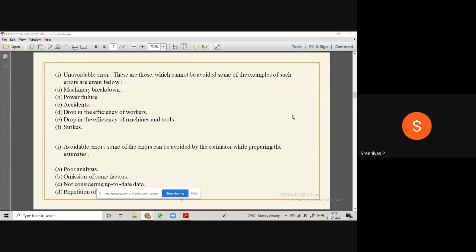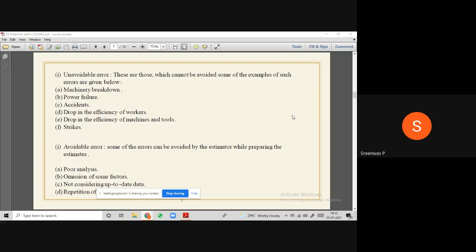Now coming to unavoidable errors. These are the errors which cannot be avoided. The name itself represents that unavoidable errors are errors which cannot be avoided. Some examples of such errors are machinery breakdown, power failure, and accidents. Suppose a breakdown occurs while production is going on.